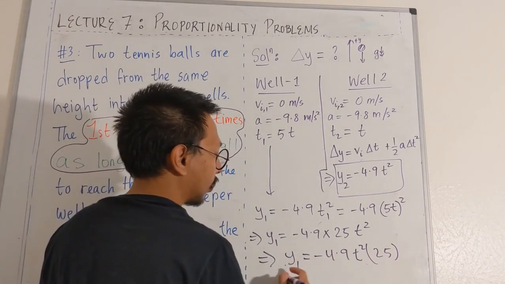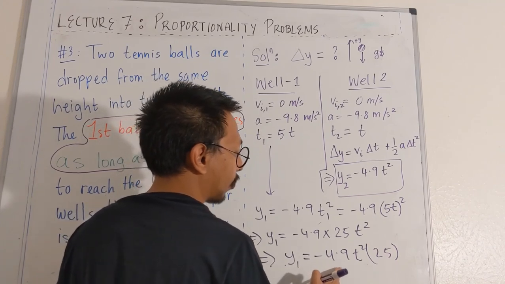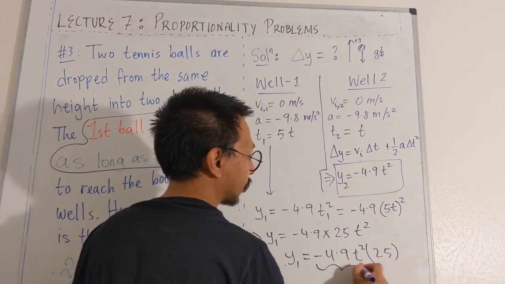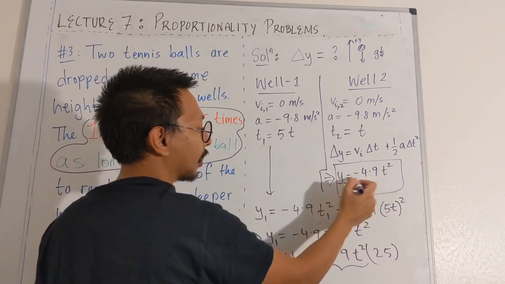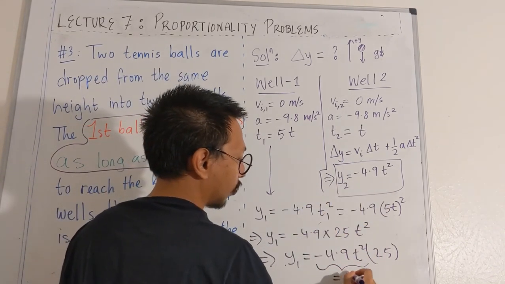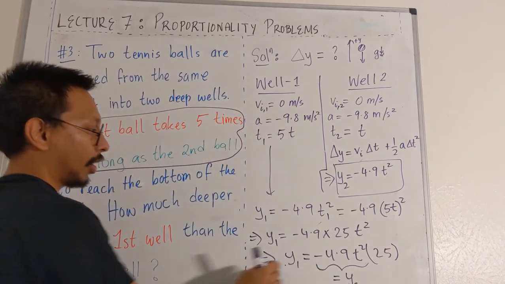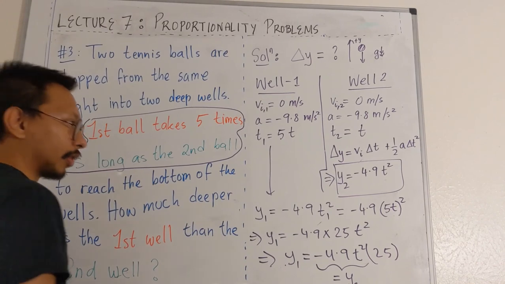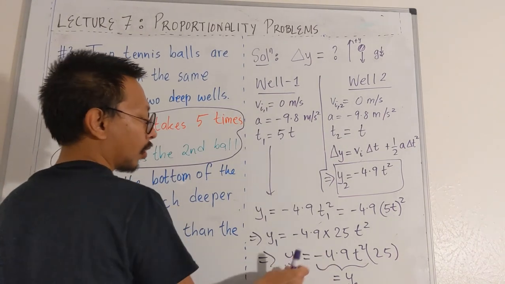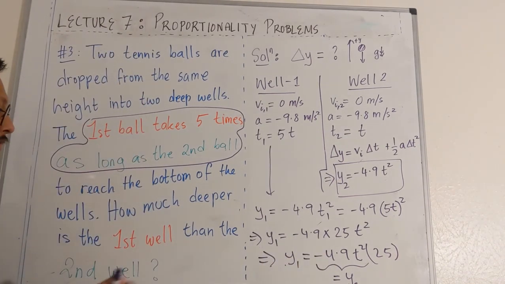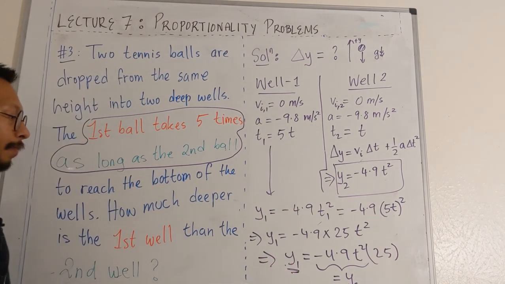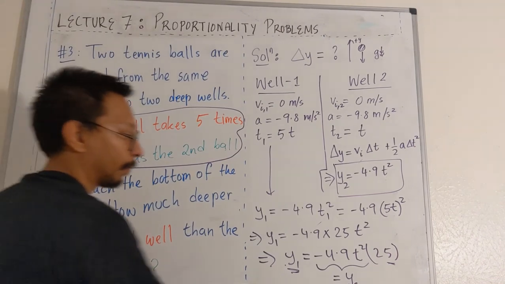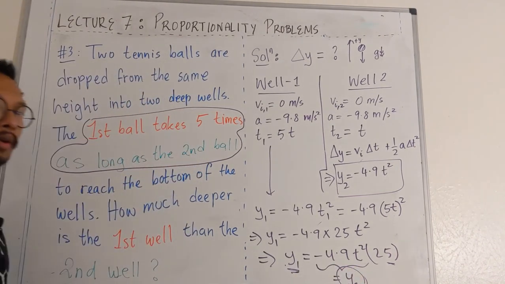If you look at y1 equals minus 4.9 t squared times 25, what is minus 4.9 t squared? Minus 4.9 t squared is equal to y2. So y1 is equal to 25 times y2. Therefore, well 1, the first well, is 25 times deeper than the second well.